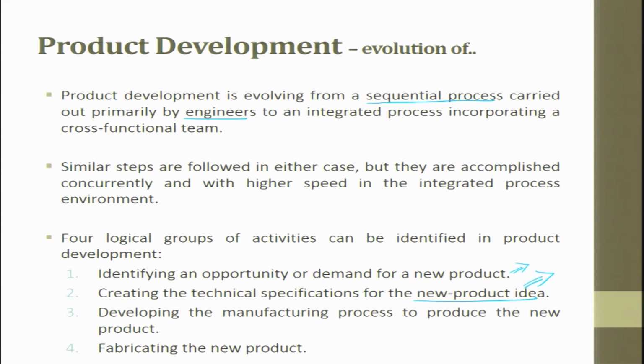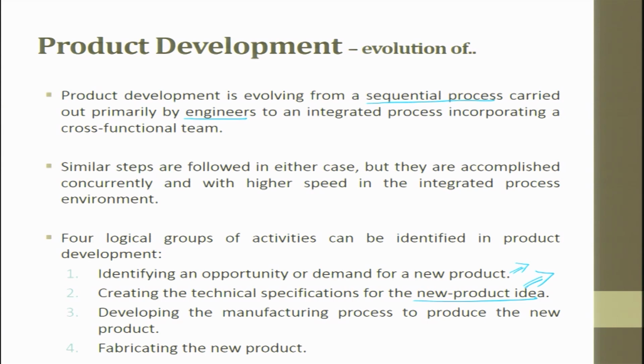Creating a technical specification for a new product idea, developing the manufacturing process to produce the new product, this is also a challenge. There is nothing called a unique universal manufacturing process. For example, for drilling a hole, you can do it by drill, you can do it by water jet, you can do it by EDM, you can do it by laser, right. So, there are multiple processes which you can use.